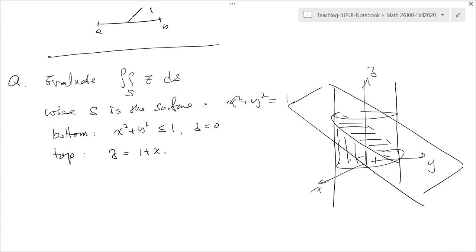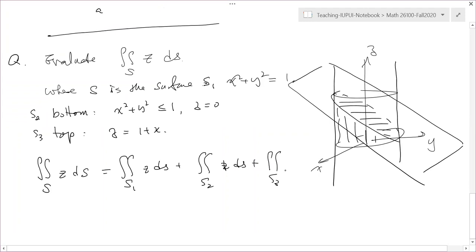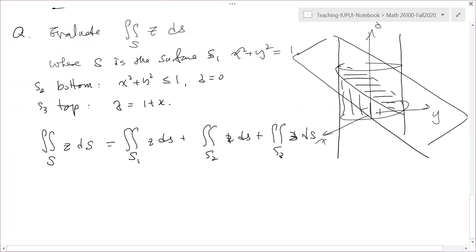So there are three surfaces here: the surrounding one, S1, then S2, S3. So S consists of these three surfaces. This surface integral is going to be the surface integral over S1, plus S2 of z dS, plus S3 of z dS. It's divided into three parts. Let's look at them one by one.